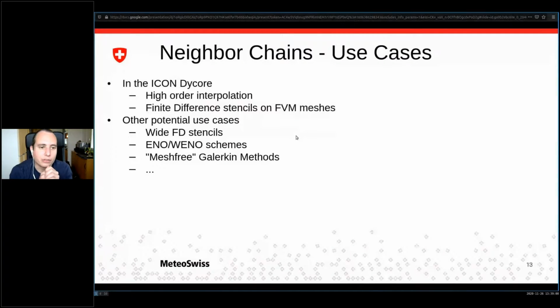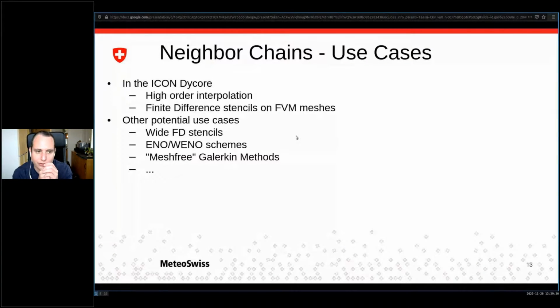So why do we even need this? As we have heard in the morning, ICON is doing some higher order interpolation with wider stencils. So it's applied there. We have also found that, also in ICON but also more generally, you can use finite difference stencils even on FVM meshes. And in this context, the neighbor chains are very helpful.